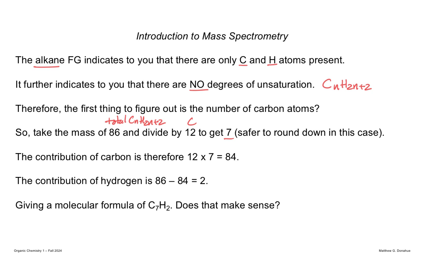We figure out what is the contribution of 12 times 7 to that 86. We ended up with 84. That only leaves us 2 hydrogens. And so that really cannot make sense. Again, for n equals 7, 2 times 7 plus 2 gets us 16. So that's basically telling you that there's already a deficiency of hydrogens because we came up with C7H2, and an alkane should have C7H16.